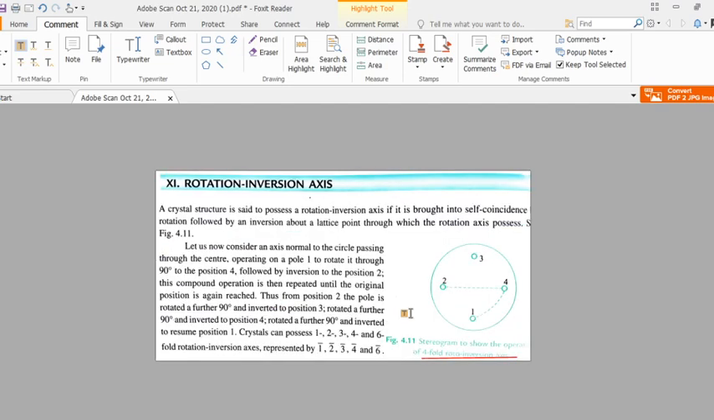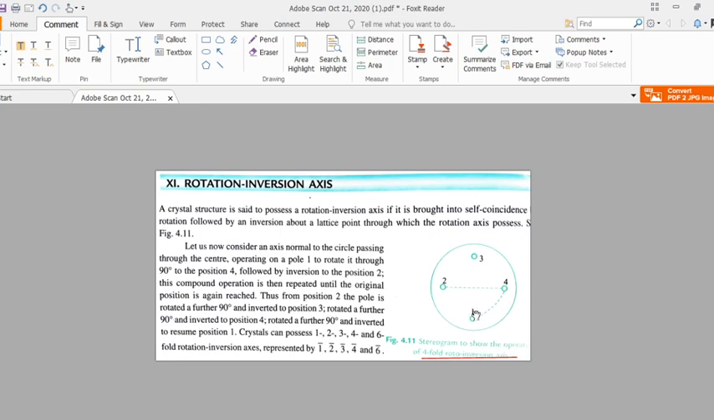Now let us take an example, rotation with inversion. As I said, we have the 3 fundamental point group symmetries. Number 1 is the inversion symmetry, center of inversion symmetry. The second one is reflection symmetry. The third one is rotational symmetry. So out of these 3, I am combining the rotation and the inversion. Just look at the figure over here, and I will try to explain the figure.